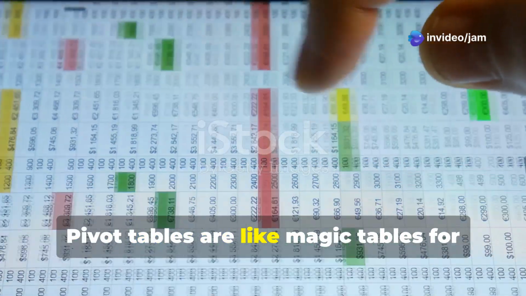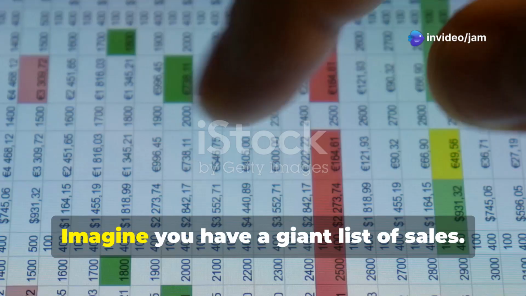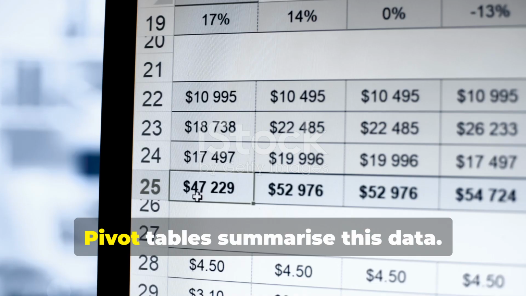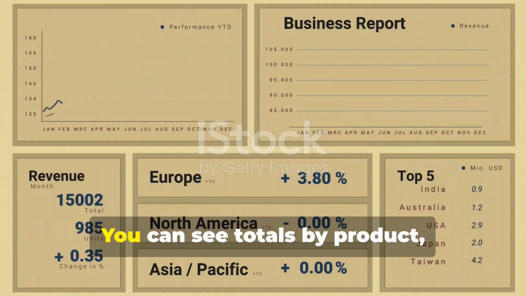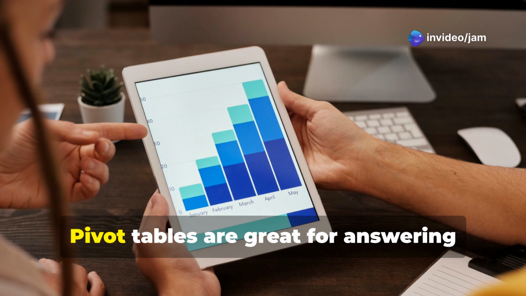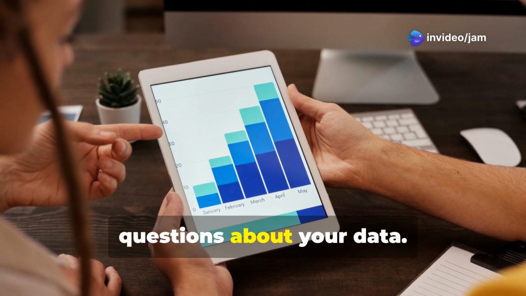Pivot tables are like magic tables for your data. Imagine you have a giant list of sales, it's hard to understand. Pivot tables summarize this data. You can see totals by product, region, or even salesperson. Pivot tables are great for answering questions about your data.